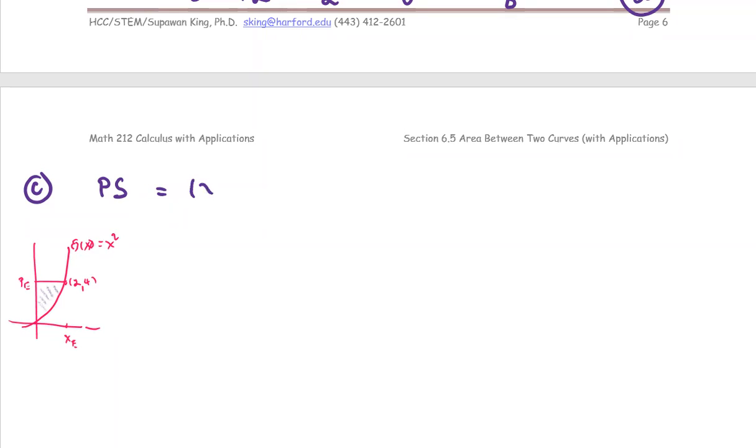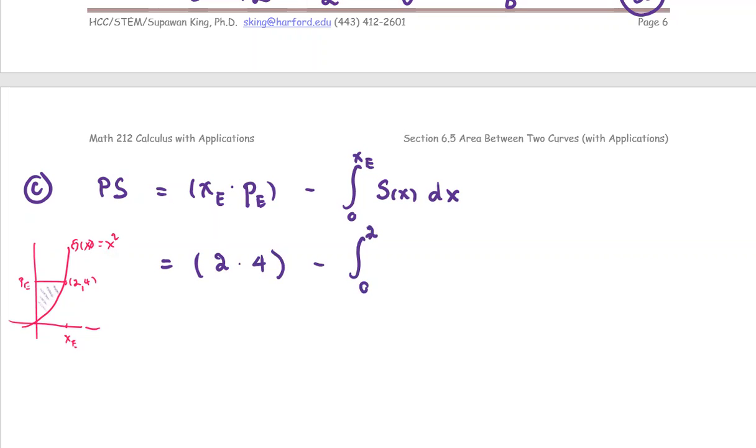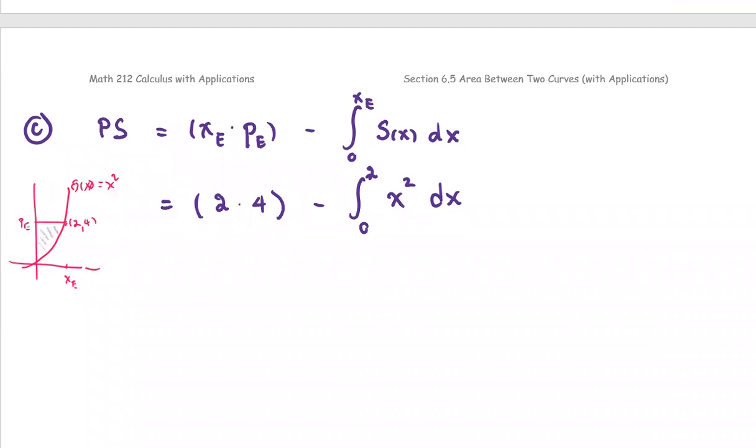The setup is going to be the product of the equilibrium point and the price of that point, subtracted by the definite integral from 0 to the equilibrium point of the supply function with respect to x. With the ordered pair (2, 4), we have 2 times 4 minus the integral from 0 to 2 of the supply, x squared, with respect to x. One term is not too bad. It's the antiderivative of x squared, because this is a power function with the power r equals 2. So 2 plus 1 gives the power 3, divided by the new power 3, evaluated from x equals 0 to x equals 2.